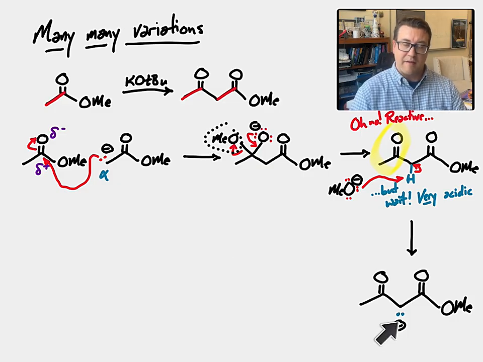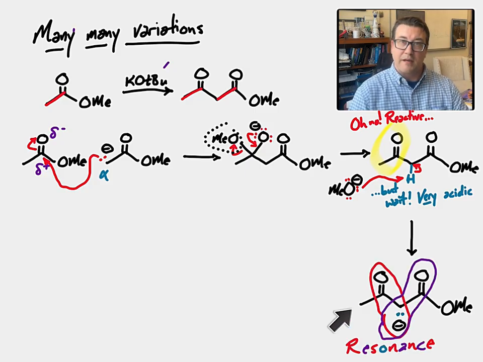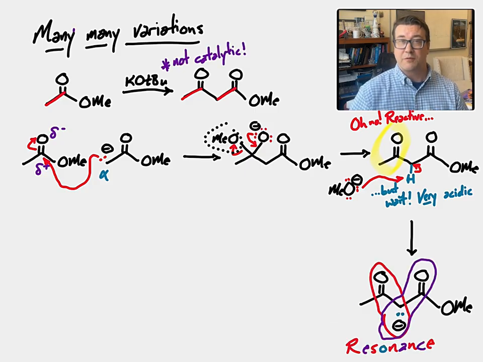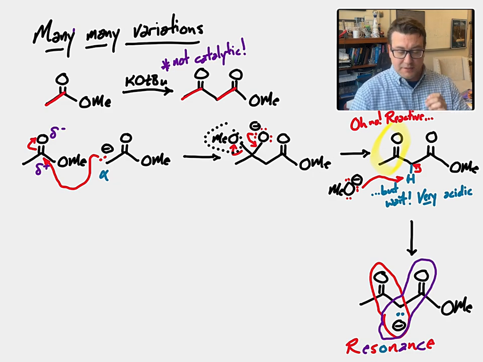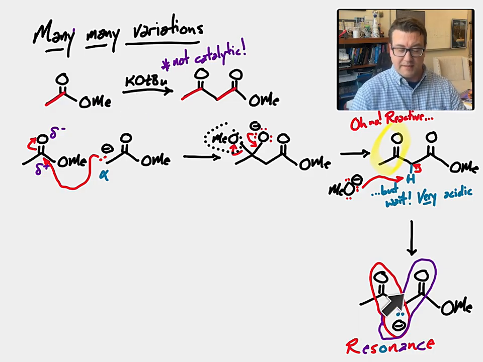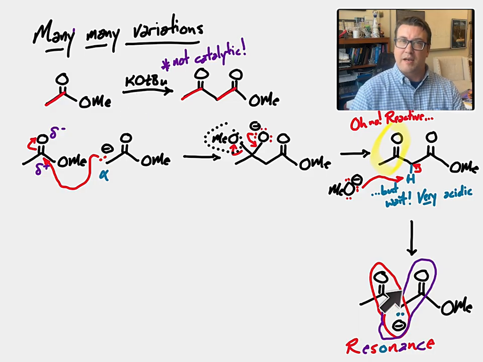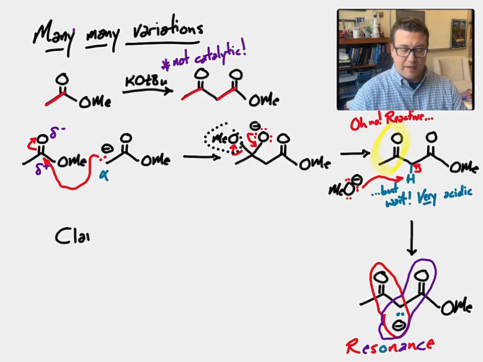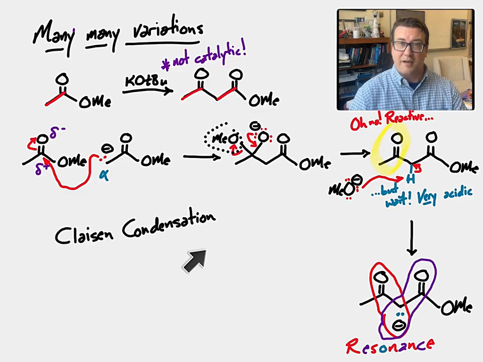you now have a carbon that is stabilized by resonance structures on both sides. So resonance structures can be additive in the context of acids and bases. So this is a very stable conjugate base, so much so that you cannot use catalytic base. You have to use a stoichiometric, a full equivalent of base, because it gets trapped in this thermodynamic trap. This reaction happens to be called a Claisen condensation.